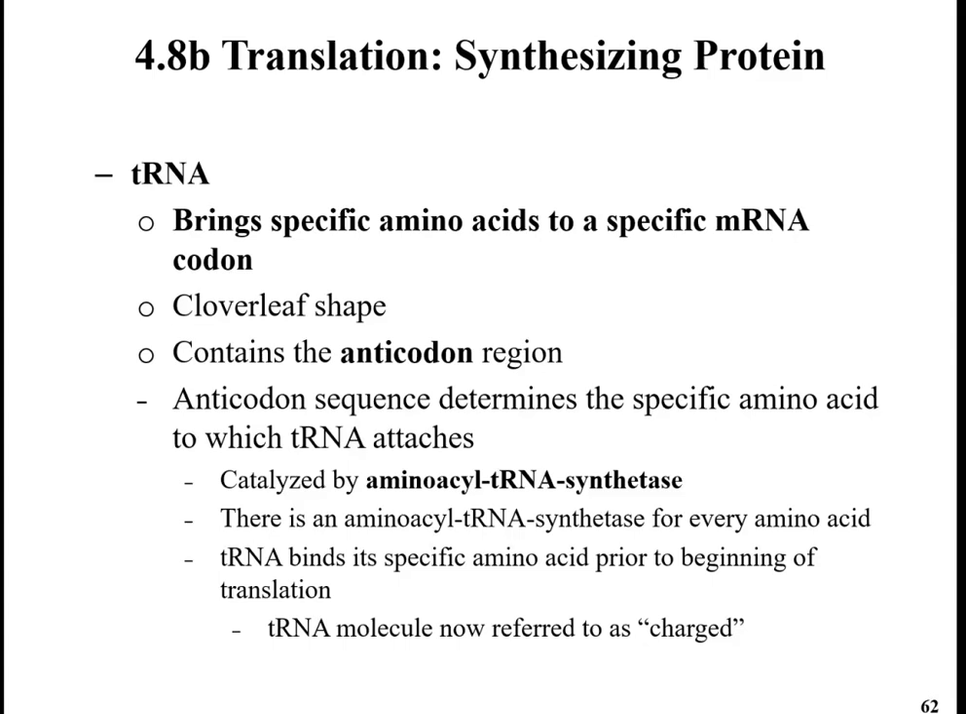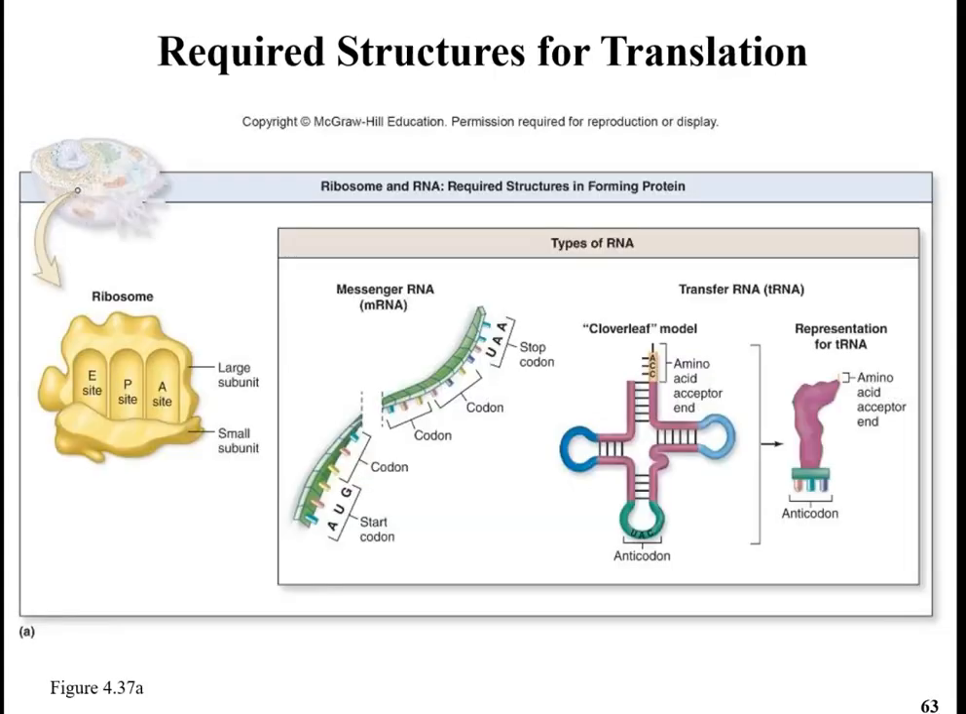So tRNA, what it does is it brings specific amino acids to a specific mRNA codon. tRNA is cloverleaf shape, and it contains an anticodon region. So it's the anticodon sequence that determines the specific amino acid to which tRNA attaches. I'll show you what that means. Here's the cloverleaf shape of the tRNA. This is the anticodon region. And this binds with its matching codon, and you'll see that the anticodon determines which amino acid is attached to the tRNA molecule.